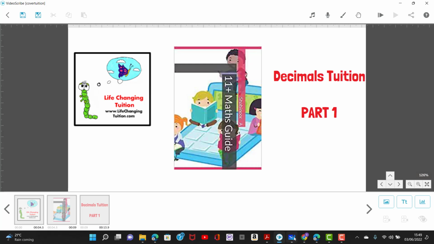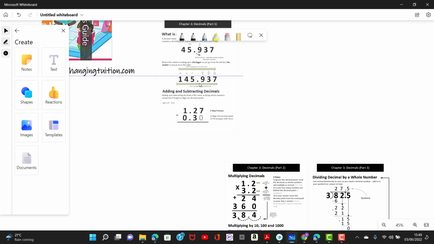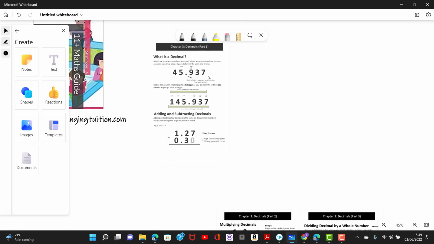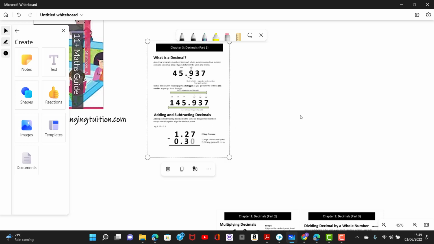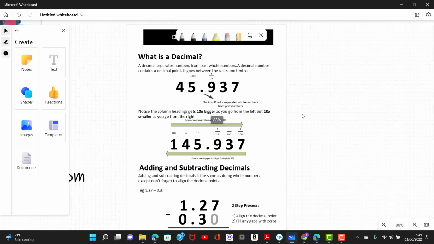So let's make a start. Okay, so we go onto our whiteboard here, and today we'll be starting off with what is a decimal. This book describes a decimal as separating a whole number from part of a whole number. And what does the separation is a decimal point.